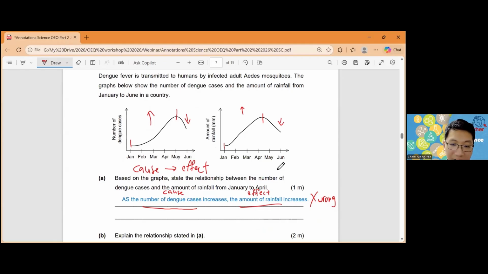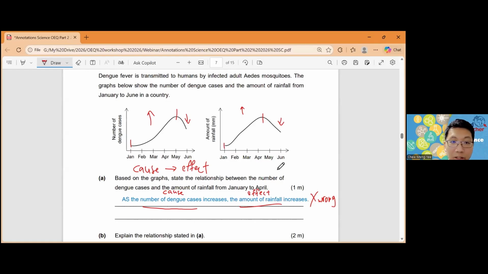If this is correct, then we are doomed. As the number of dengue cases increases, the amount of rainfall increases. Imagine the number of mosquitoes increases and then it starts to rain extremely heavy and non-stop. We are cooked. So it has to be the other way. When there is more rainfall, there will be more water for the mosquitoes to breed, to lay eggs, to reproduce. Then that results in more of them becoming adult mosquitoes and spreading the diseases.